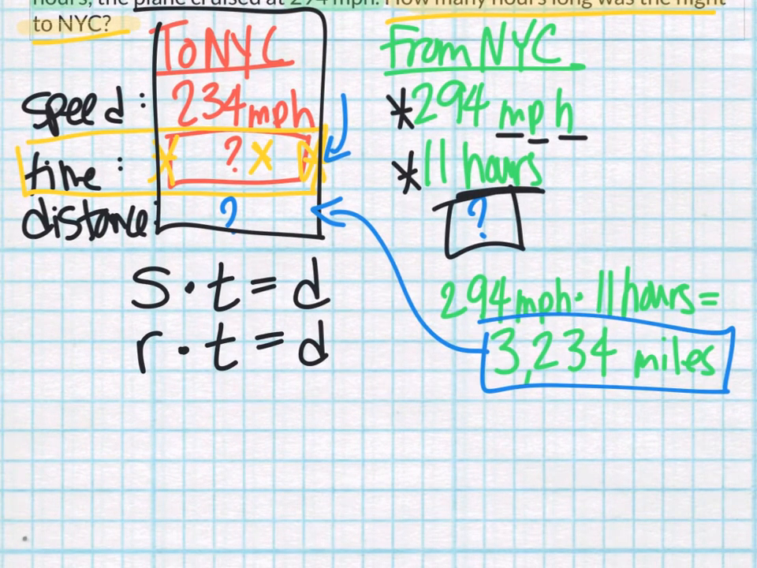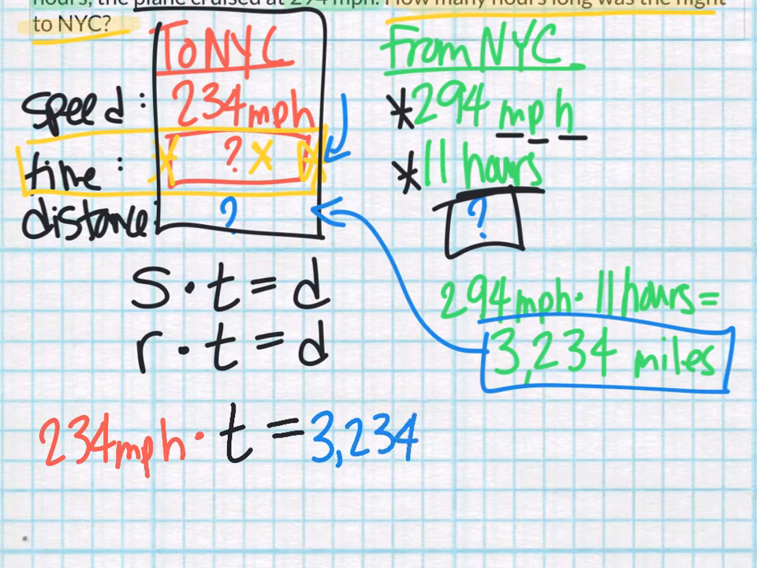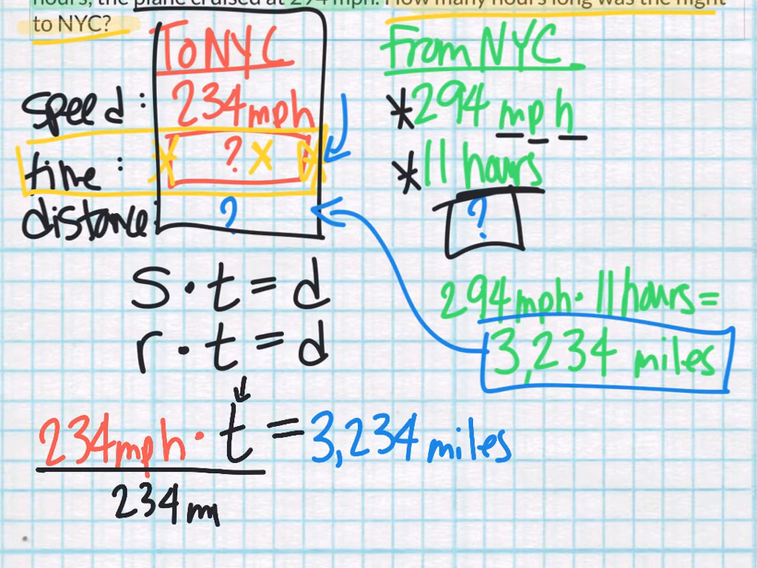So, to figure out how many hours did it take to get to New York City, because we're going a different speed, we're going to plug our numbers in. So I've got my speed is 234 miles per hour times time that I don't know, so I'm going to leave that as t, or you can use x, is equal to the distance, 3,234 miles. So to solve this problem, I'm going to divide both sides by the thing that's not my variable, keep this variable here. Divide both sides by 234 miles per hour.